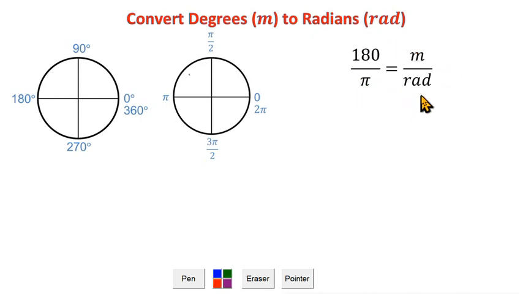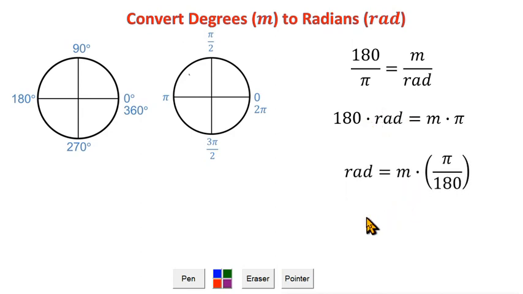So now, if we want to convert degrees to radians, we want to get radians by itself, and that's going to give us the formula for converting degrees to radians. I'm going to cross multiply 180 times radians, so I put that here, and then pi times m, or measure times pi, is here. Now we want to get radians by itself. We'll divide both sides by 180. And now you can see, class, radians is just the measure in degrees times pi over 180. So it's pretty easy to get from degrees to radians.